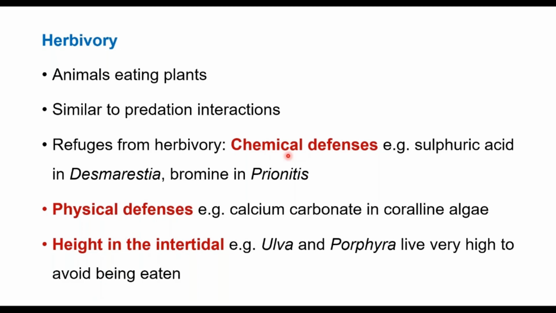The next one is physical defenses, where you make a thick shell using calcium carbonate. A typical example is coralline algae, so that predators cannot feed on these thick shells. And then the last one is you grow above the intertidal height in the intertidal region, so that small predators cannot reach those areas to feed on you.